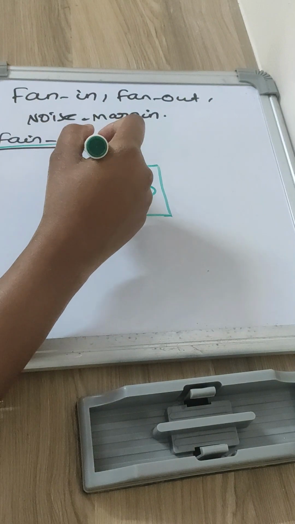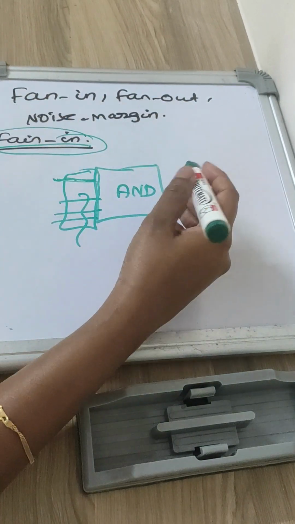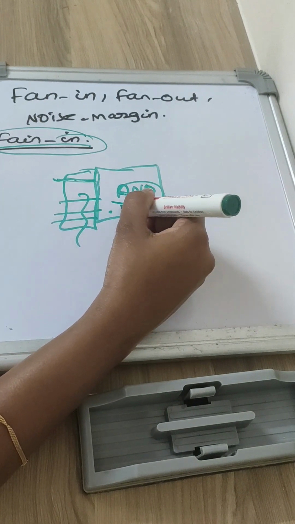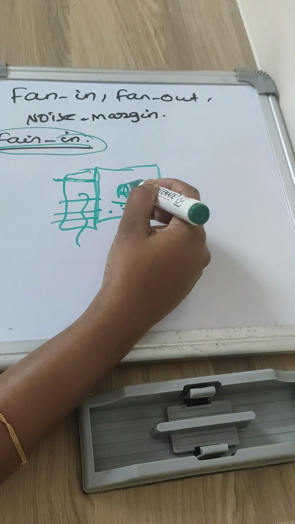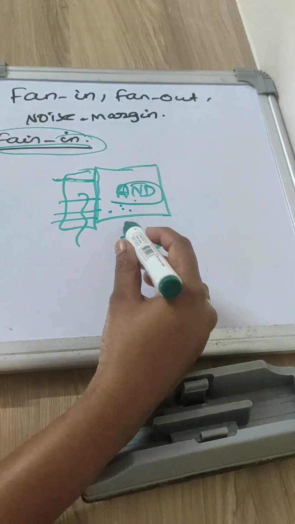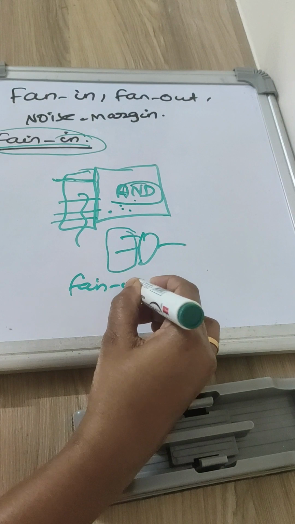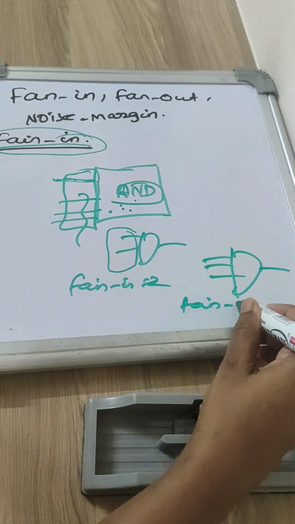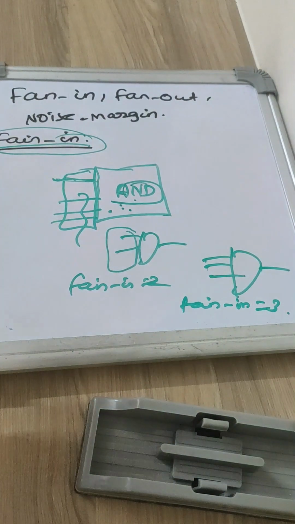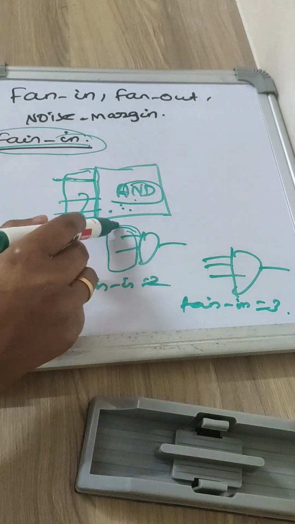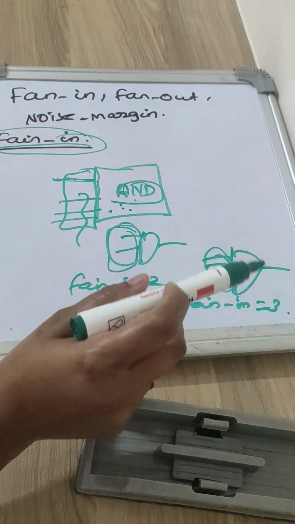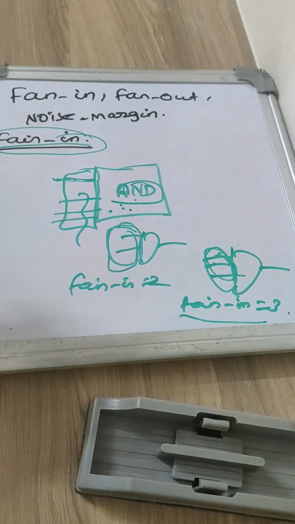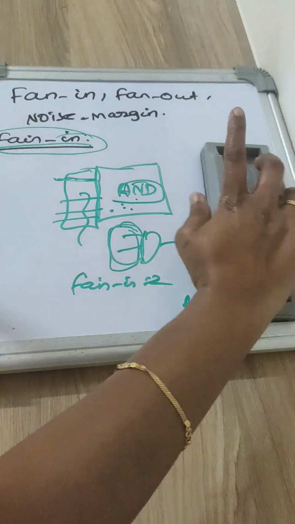Generally, fan in is defined as the number of inputs the particular cell or gate can take from the external. If it is a 2 input AND gate, you have to tell that fan in is 2. If it is a 3 input AND gate, your fan in will be 3. So the number of inputs it could take at its input terminals is called fan in. It is as simple as that. Fan in is just the number of inputs.